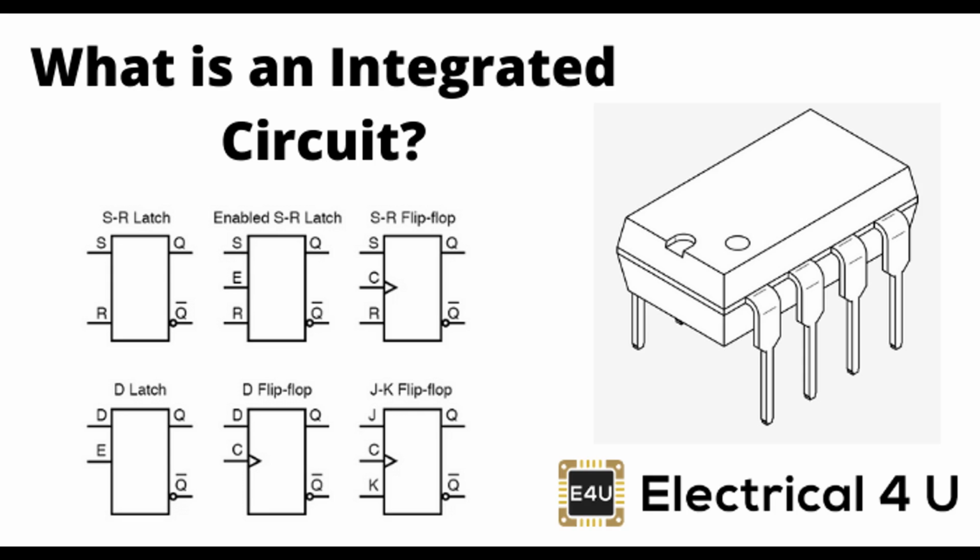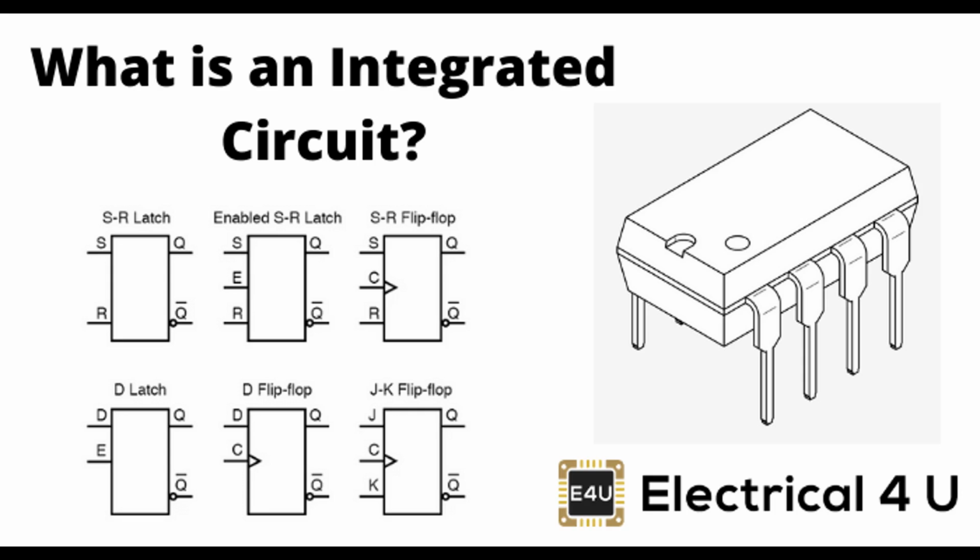XOR gate, exclusive OR. Function: the XOR gate produces an output of 1 when an odd number of its input signals is 1. It is often used for tasks like binary addition without carry. Truth table: A, B, A XOR B. 0, 0, 0. 0, 1, 1. 1, 0, 1. 1, 1, 0.